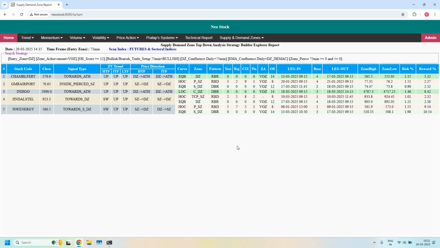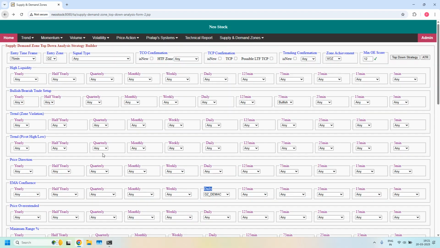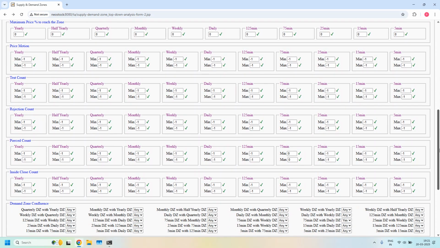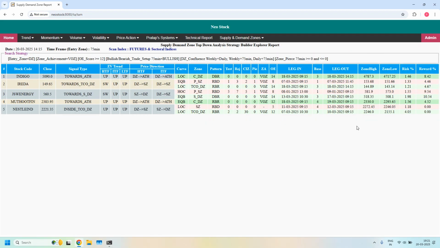Next we will look into LTF, ITF, HTF demand zone confluence. Removing the EMA filter. 75 minutes, daily and weekly demand zone confluence. First filter already enabled. Next, 75 with weekly demand zone confluence, daily with weekly demand zone confluence. With all the three filters, we got 5 stocks. So all these 75 minutes demand zones are overlapped with daily demand zone, both together overlapped with weekly demand zone. And weekly trend is up in 3 stocks.